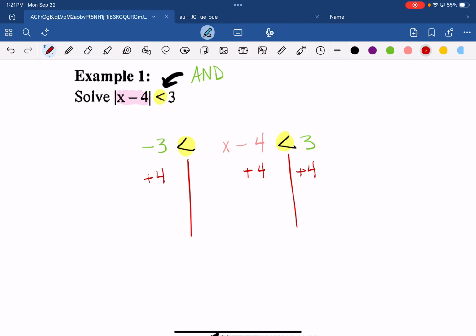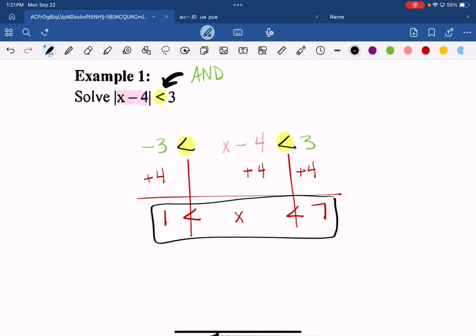How do you know when to solve it and when to solve it? You're always going to solve it. When we don't solve the other ones, there was nothing to solve. X was already by itself. There was nothing inside the absolute value. Okay, so then I would have a 1, I have an X, I have a 7. That is your final answer. As soon as your variable is by itself, you're done.